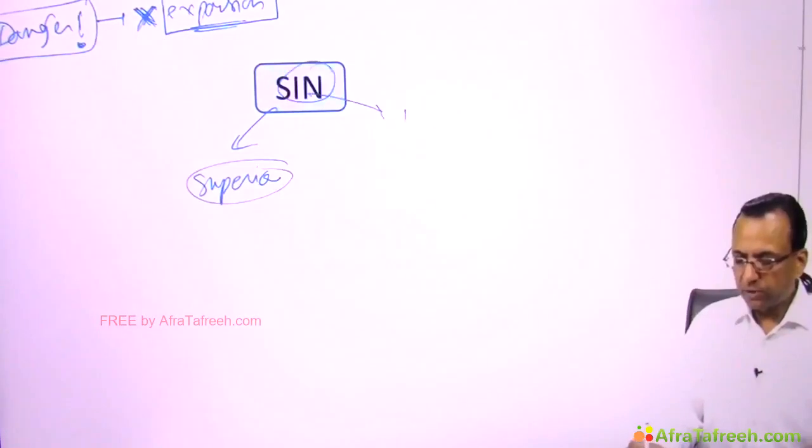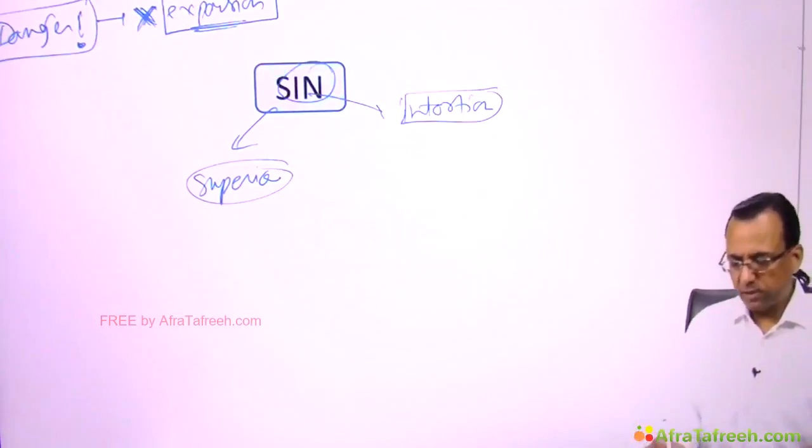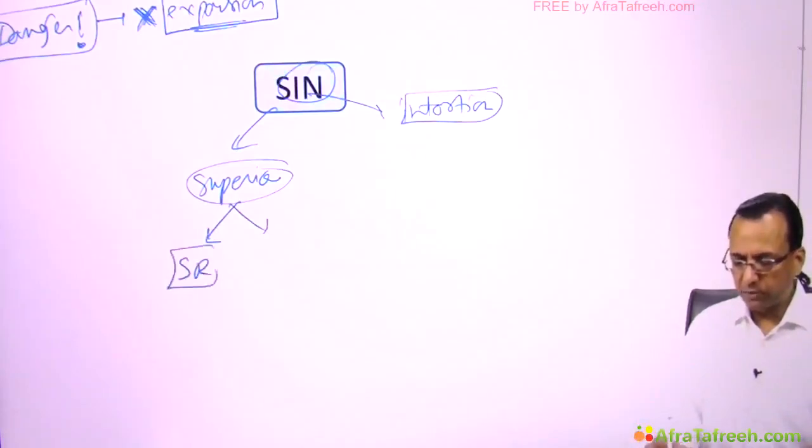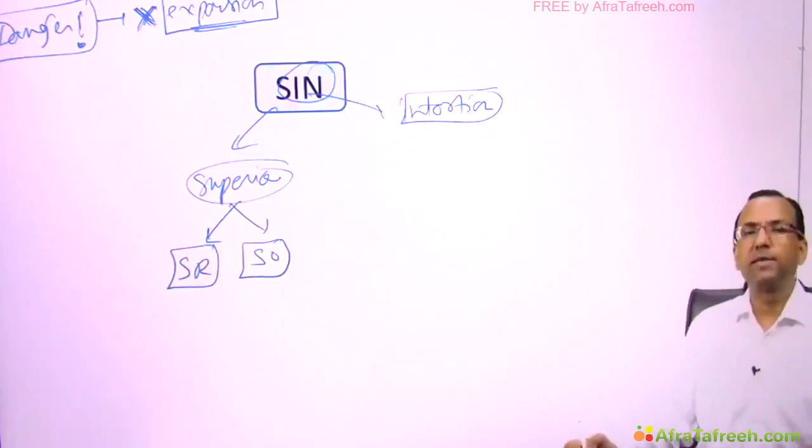Only superior muscles can do intorsion. But I have only two superior muscles. Yes, you have the superior rectus and the superior oblique. So only the superior rectus and superior oblique muscles can do intorsion.